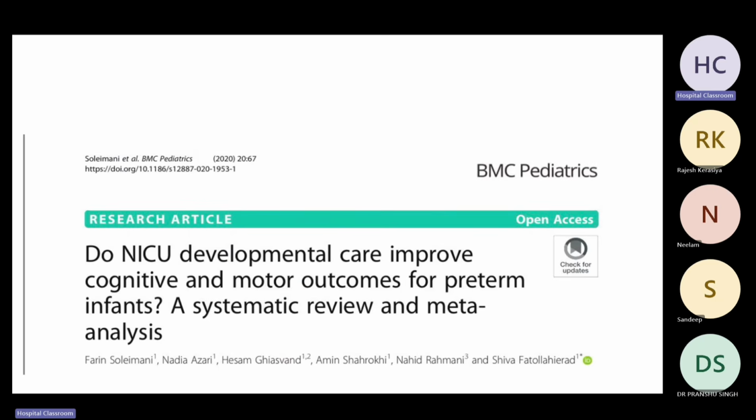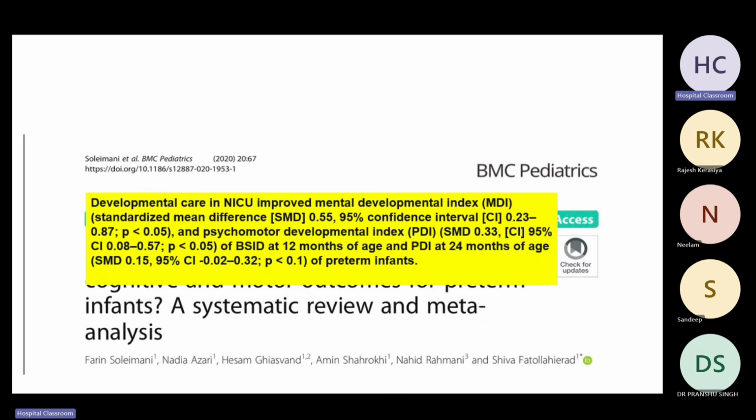Okay, and this was a systematic review as to how much developmentally supportive care will help. And it has been proved beyond doubt that here also, if you provide good developmentally supportive care, the mental development index, it goes down by 45%, which means there is a 45% chance that the neurological outcome would be better. Both the mental development index as well as the psychomotor. So both are better.